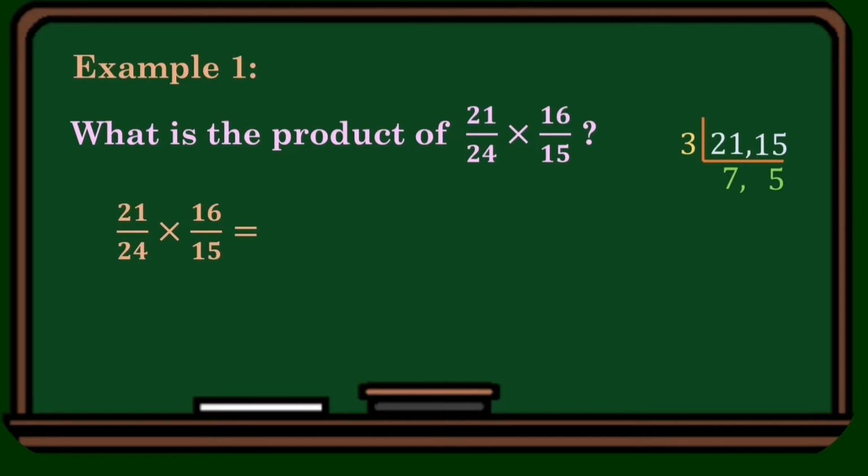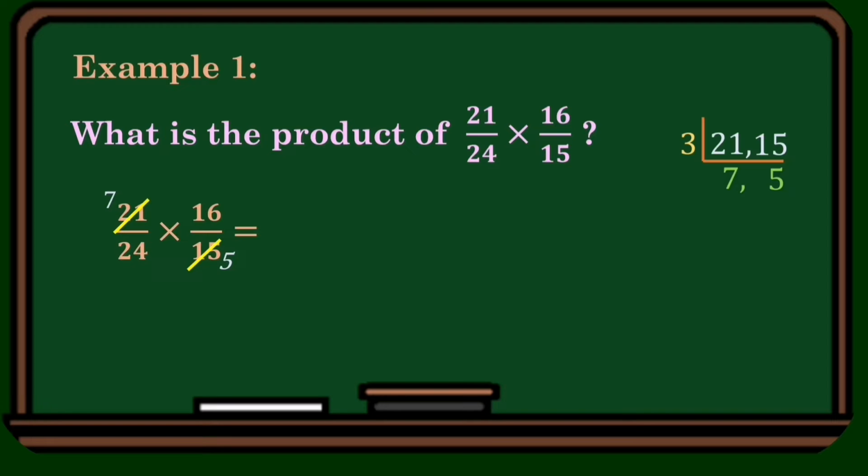So, let's divide the diagonals by 3. Okay? 21 divided by 3 equals 7. So, let's replace 21 by 7. And then, we also divide 15 by 3. So, 15 divided by 3, let's cross out 15. And the answer is 5. Then, let's replace it with 5. Then, next is the other diagonal, which is 16 and 24.